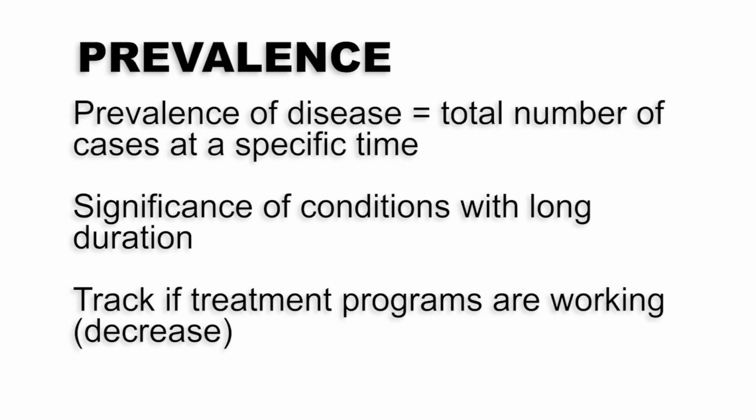The prevalence of disease determines the total number of cases at a specific time in the population. This data element is useful in sizing the significance of conditions with long durations. For example, chronic conditions like diabetes and heart disease. If you see decreased prevalence, this means your treatment programs are working to shorten the duration of the disease. These broad measures of population health are used to change how healthcare is delivered and the treatment programs.